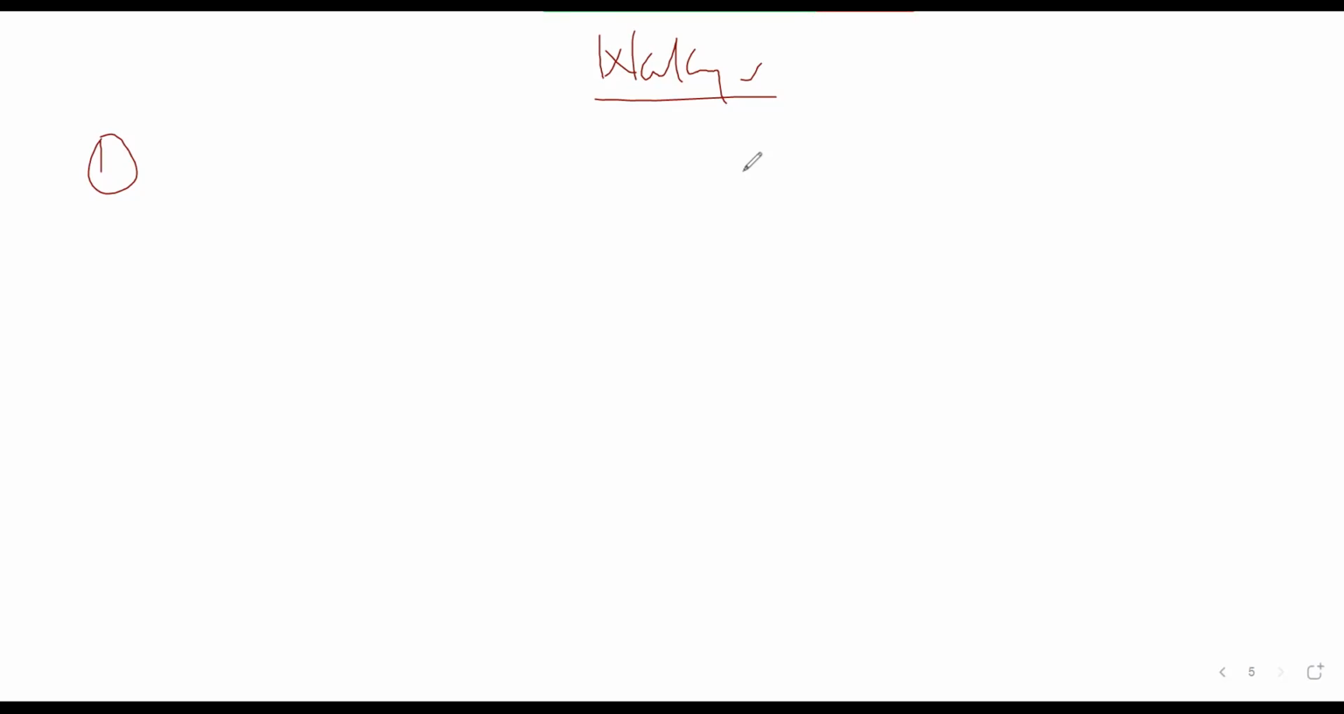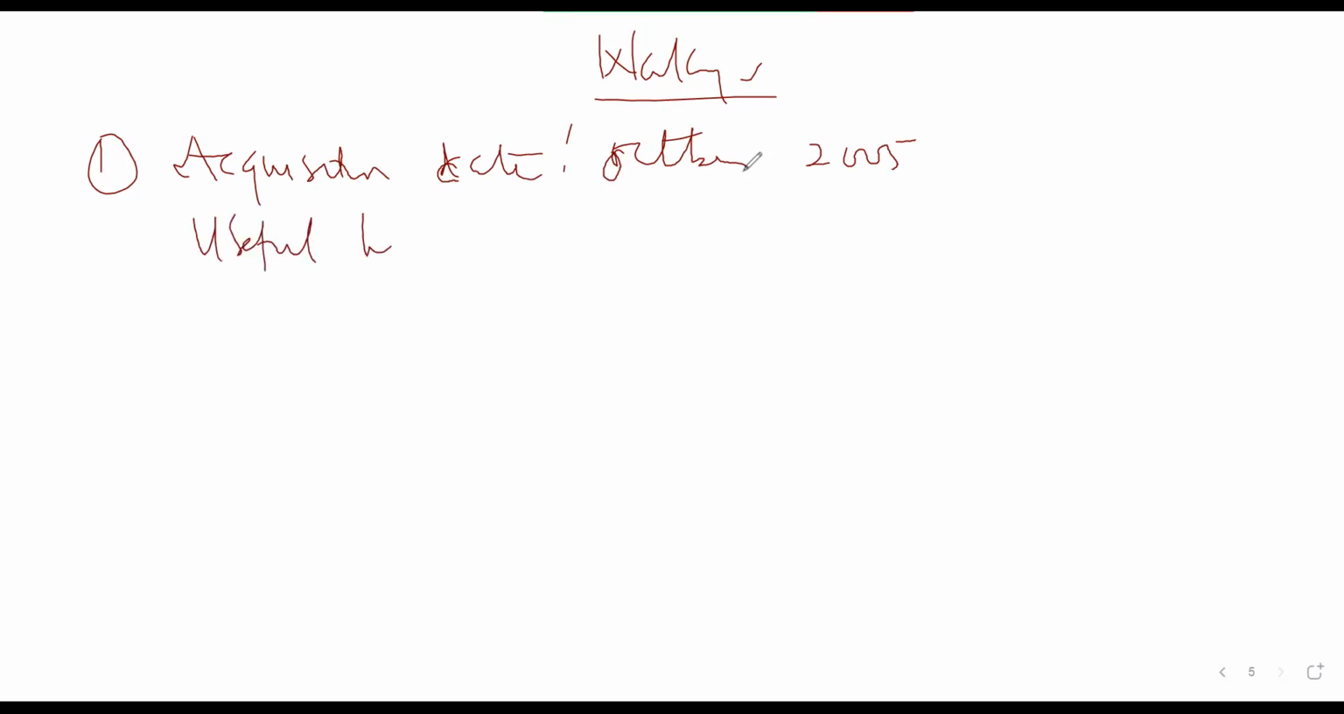Okay, let's now look at this question. What was the first impairment? When was the asset purchased? October 2005. So the acquisition date is October 2005. Okay. What is the useful life of the asset? 10 years. Okay.